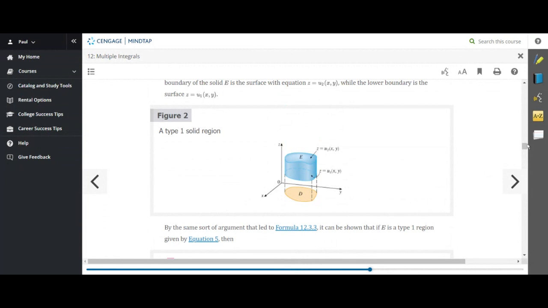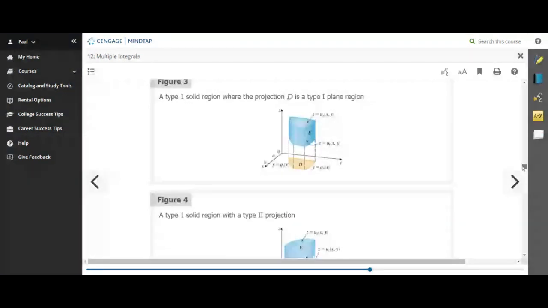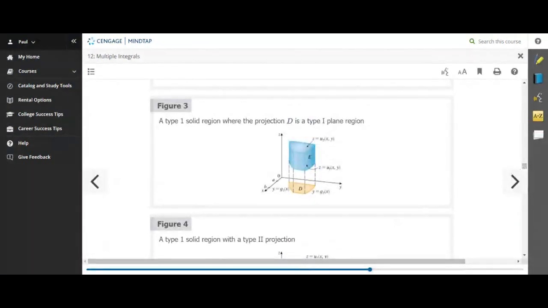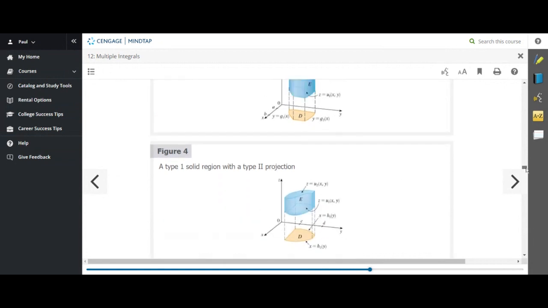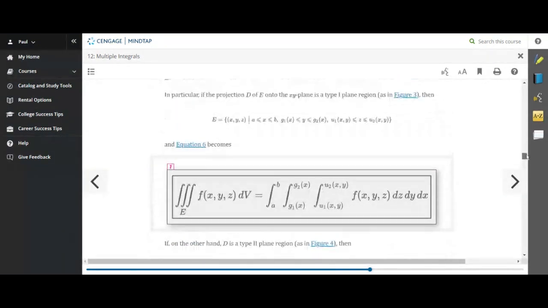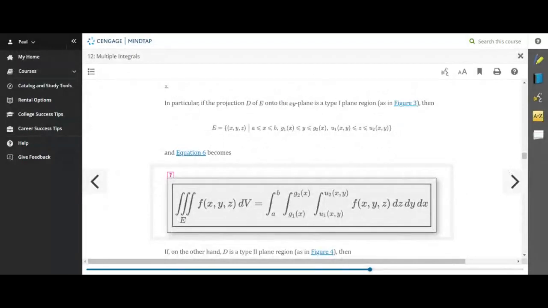But then if there's another picture I'm looking for. So here, hold on. You have a type 1 solid. It's bounded above and below by a surface. But then when you project the surface down into the xy plane, it's bounded above and below on that region D by g1 of x and g2 of x. Okay, and so if you write it out explicitly, those would be your limits.